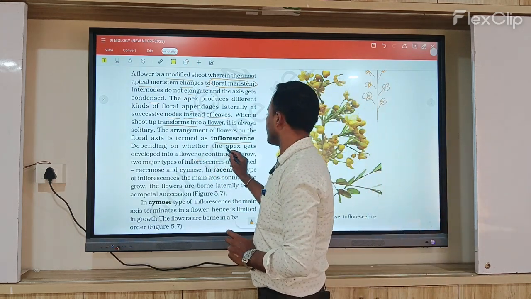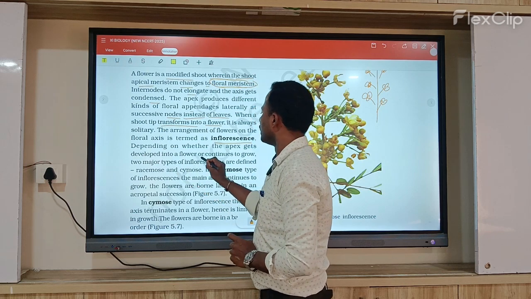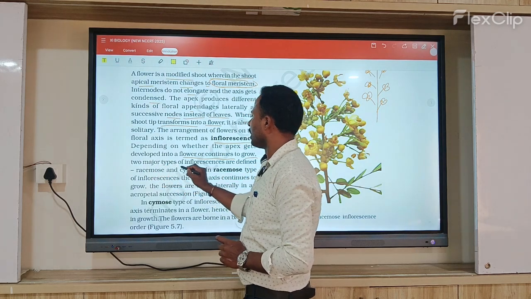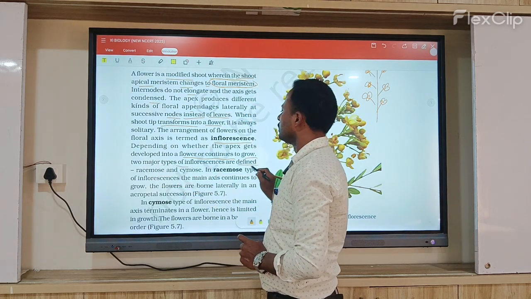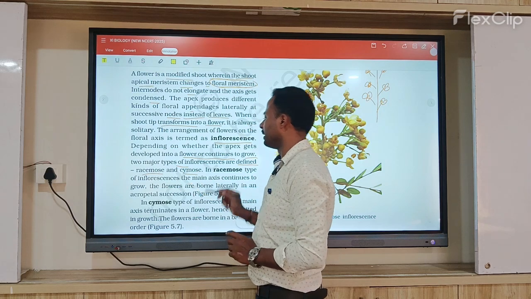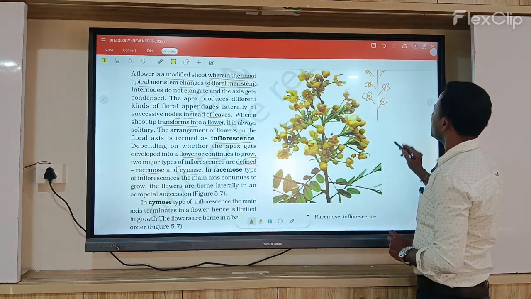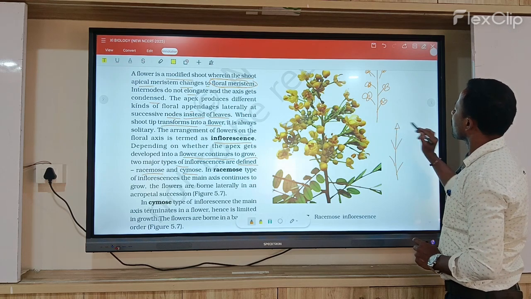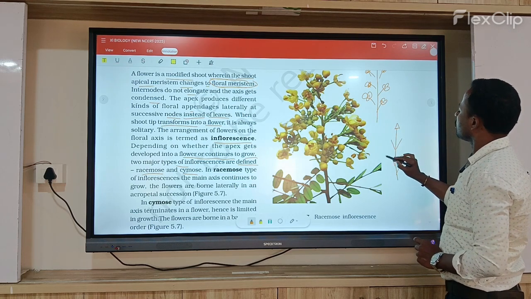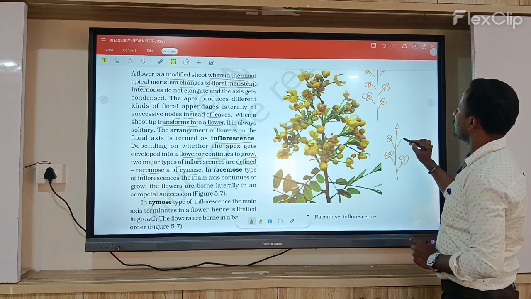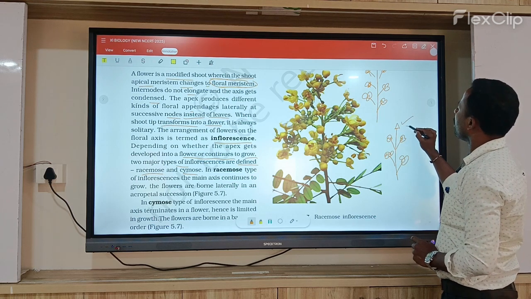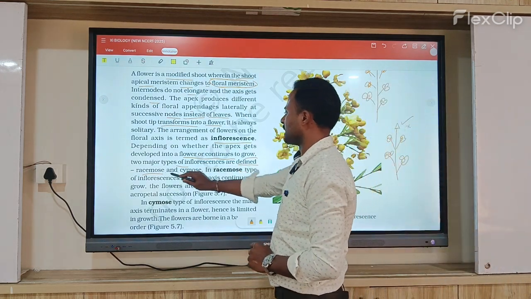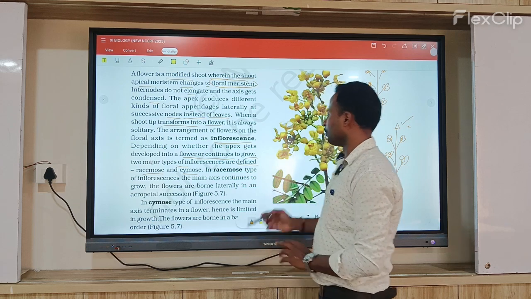Depending upon whether the apex continues to grow or not, inflorescences are defined as racemose and cymose. For example, in this floral axis, does it grow continuously or not? Based on this, inflorescences are of two types. One is racemose inflorescence, and the second one is cymose inflorescence.